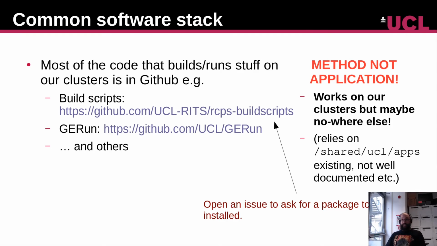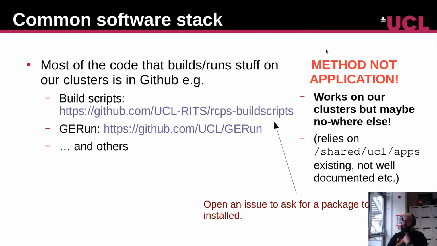We have a common software stack. The code that builds and runs stuff, so all the applications, is in GitHub. So there's a URL there you can look at to see how we build those applications. We have a wrapper called GE Run that replaces MPI Run, and that's quite important because that interacts with Grid Engine, which we wrote. That's also open source. We've put it on GitHub, and anyone can use it.